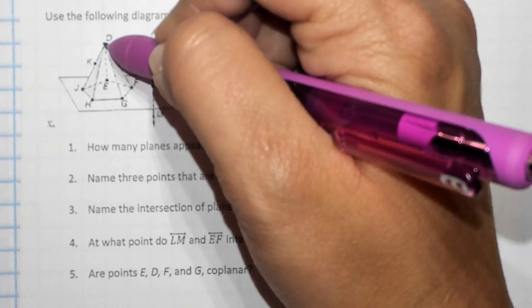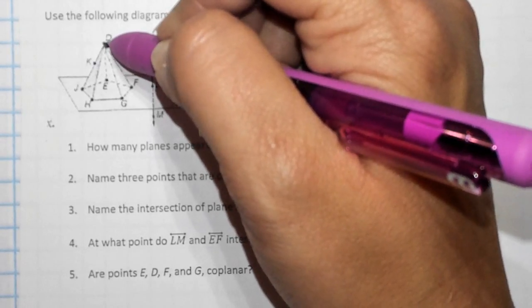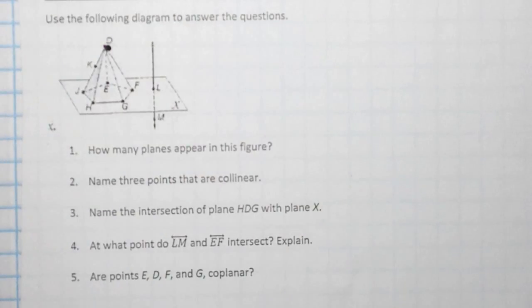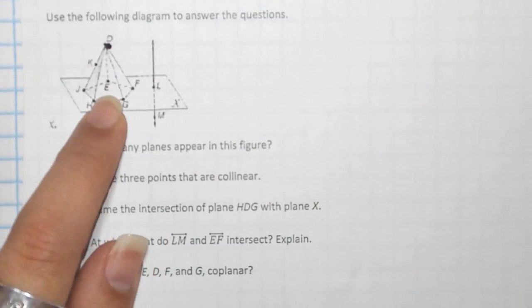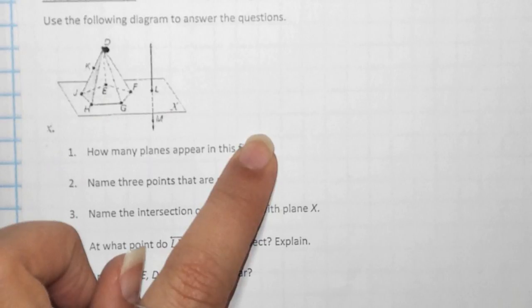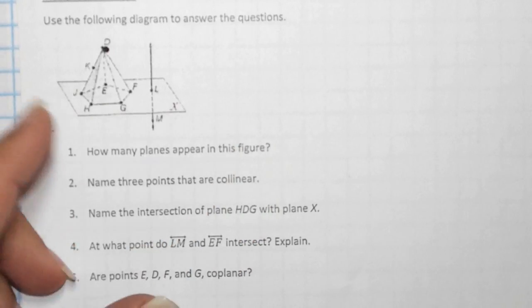Alright, 5 is D, E, F. 6 is D, F, G. Now, what about the bottom? Is that part of X? No. Yeah, it is. I think it's part of X. So I think we have 6.